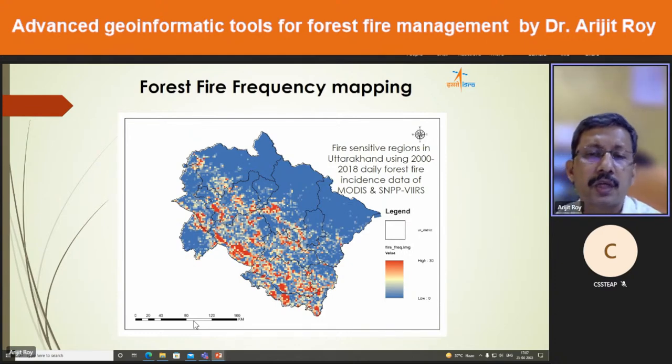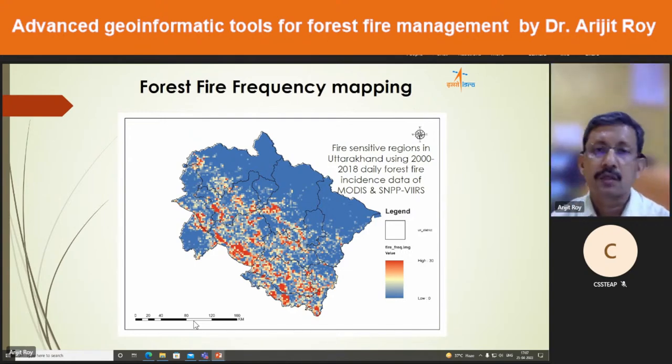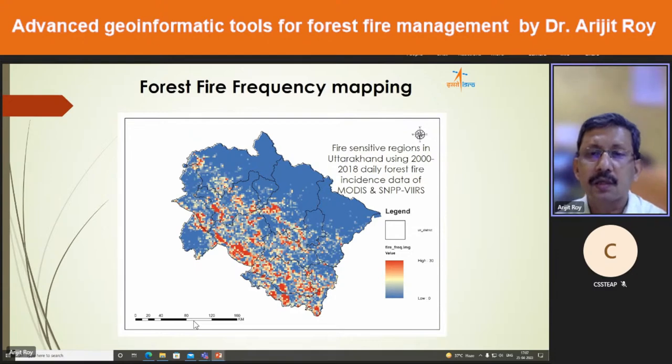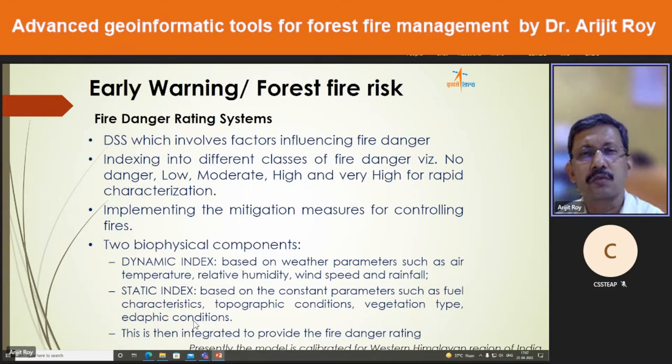And we identified areas where, over the last 20 years, the frequency of fires in that particular region is as high as 30 times. So this can give a very, very rough idea about the areas which are vulnerable to frequent forest fire. But this is not enough. What we need is an early warning system, or basically a system to identify the forest fire risk.